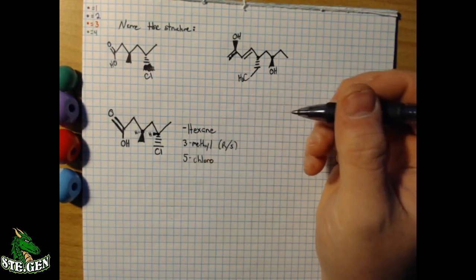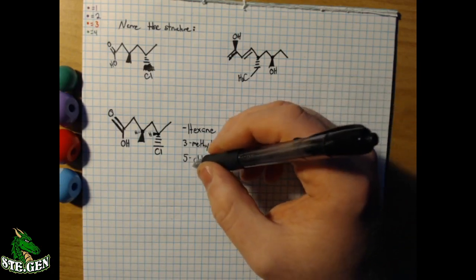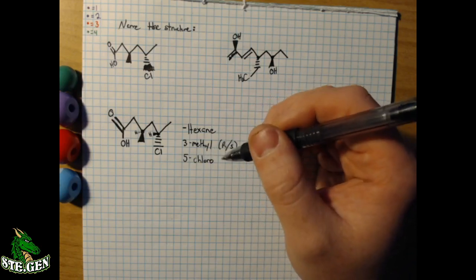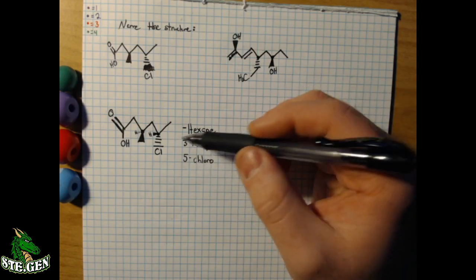And again, we don't need any mono, di, or tri for that, because if it's 1, we don't need mono, and then there's only 1 of them, so we don't need di or tri for it. But you would use those if there were extras in there.